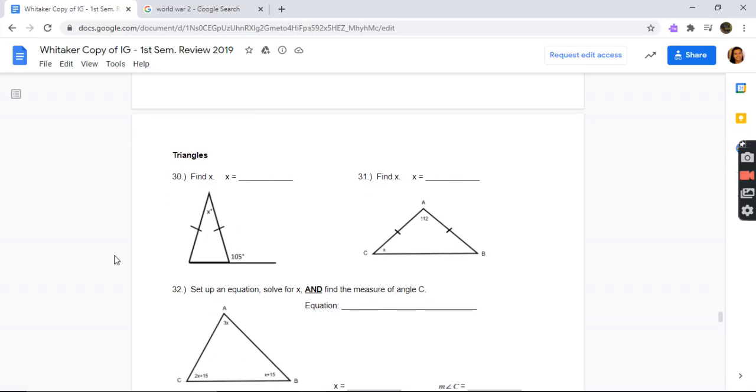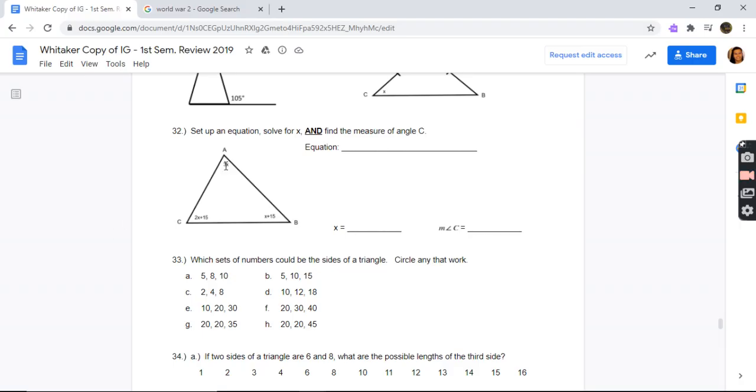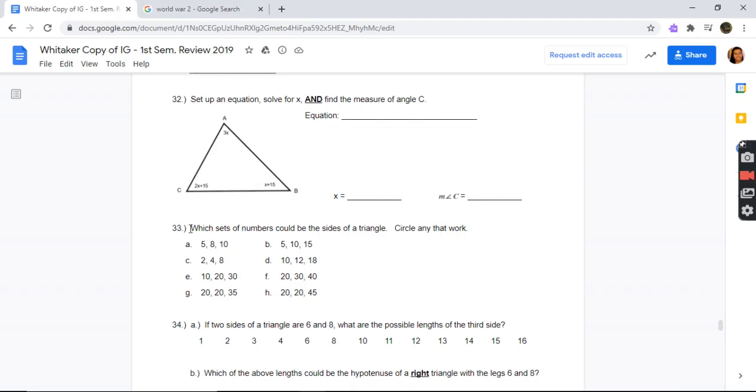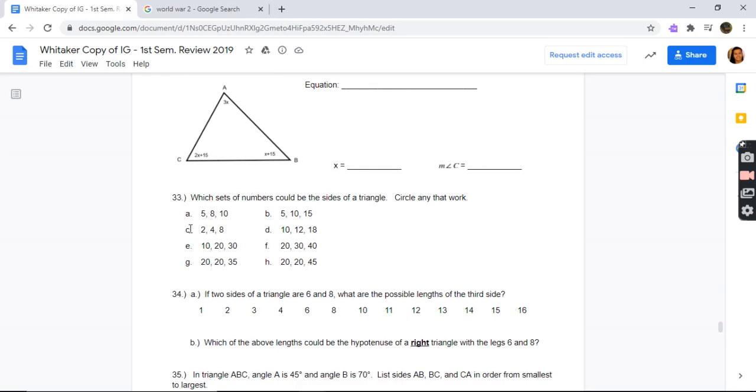Triangles. Find x. Set up an equation and solve for x, and find the measure of angle C. Sorry, this one up here is 3x, this one is 2x + 15, and this one is x + 15. What's the equation? Can you find the measure of angle C?